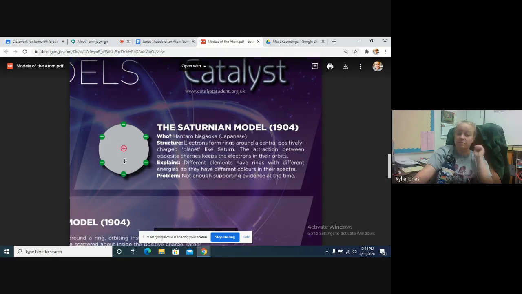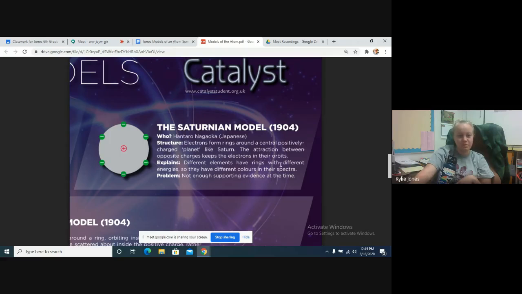So his idea was that there was one positively charged particle in the middle, kind of like how a planet is in the middle, and then all the electrons orbited around the outside, kind of like as if there was a ring, like around Saturn. That's why it's called the Saturnian model. The Saturnian? I don't know, one of the two.